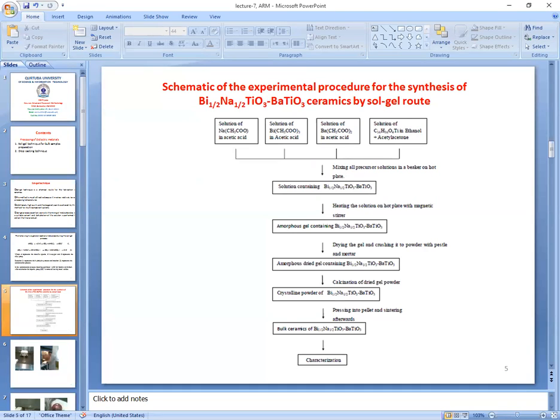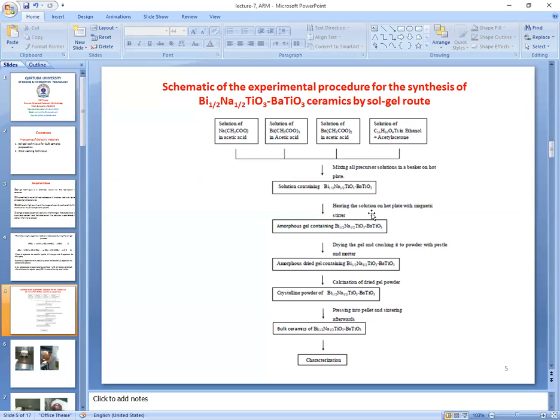So this is the process, and we get a solution containing bismuth sodium titanate-barium titanate. So it is basically a colloidal solution, and all these ions are present in the solution, but we still haven't obtained the final product. So for the final product, what we will do is heat the solution on a hot plate with a magnetic stirrer.